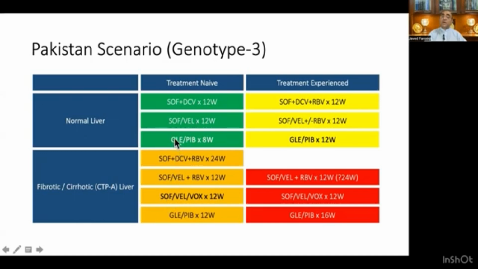If it is going to be the GP at any time, then the GP for the easiest group is for 8 weeks, then 12 weeks, 12 weeks, and here 16 weeks.